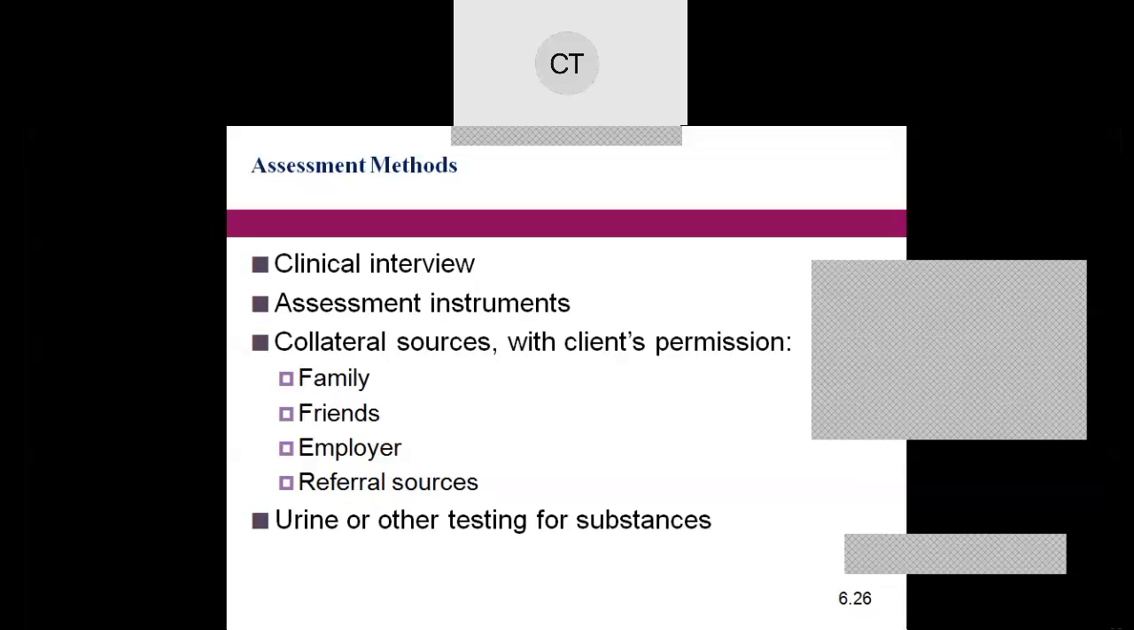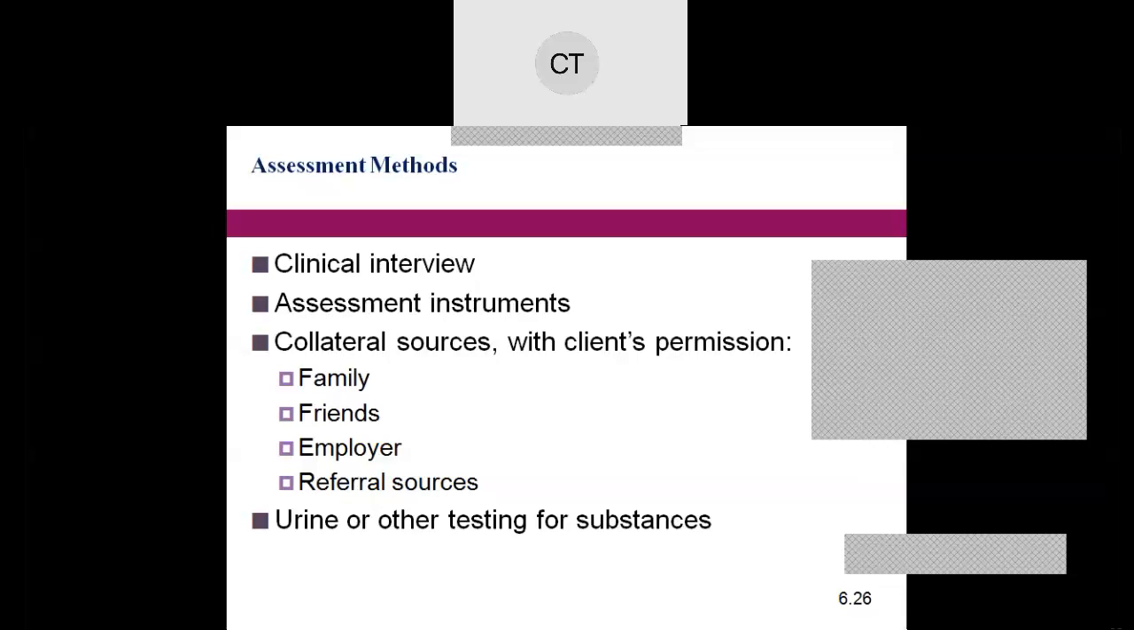Of course, friends also the same way. Employer, referral sources. Referral sources refer to from where they are referred. These people might have been referred from the court, juvenile homes, other agencies. So with them also, we must check to understand or assess their drug using habit or drug using problem.